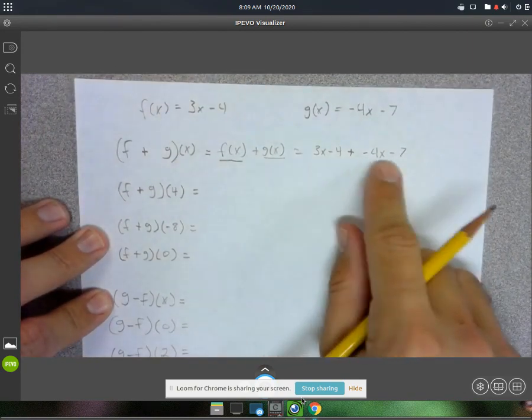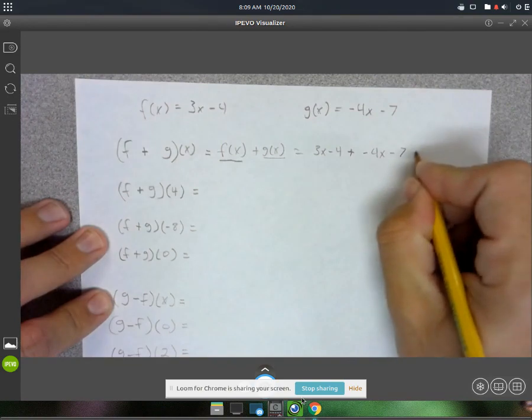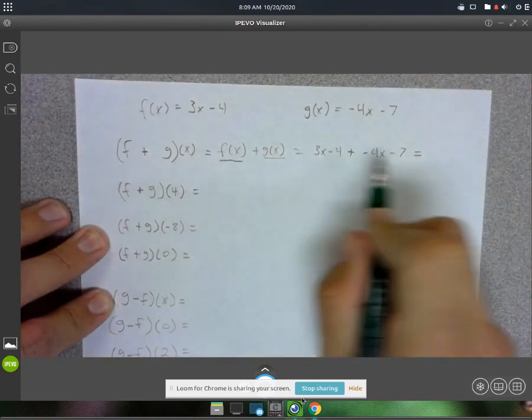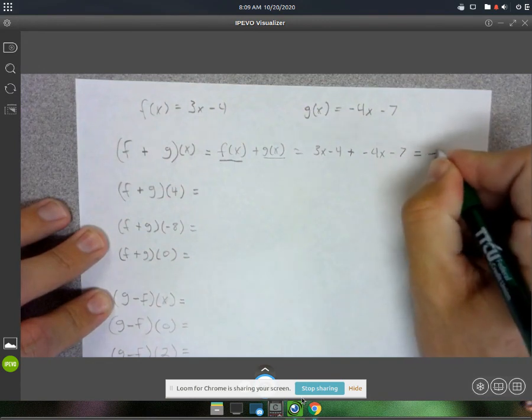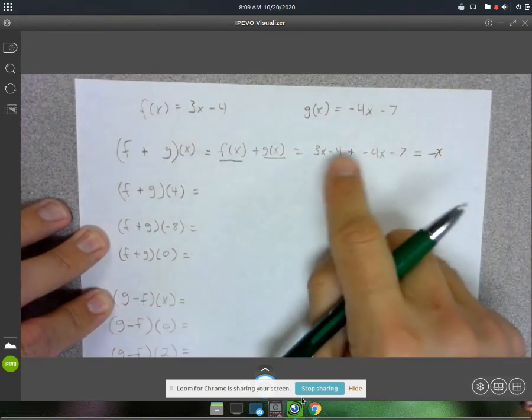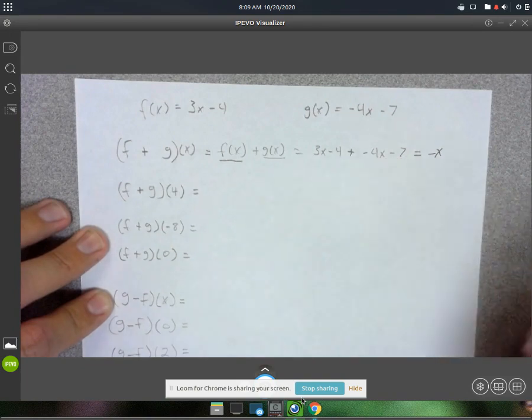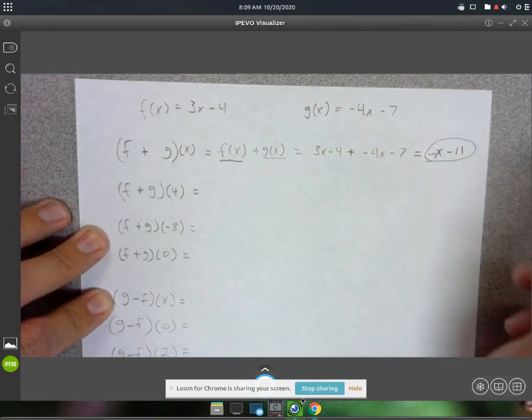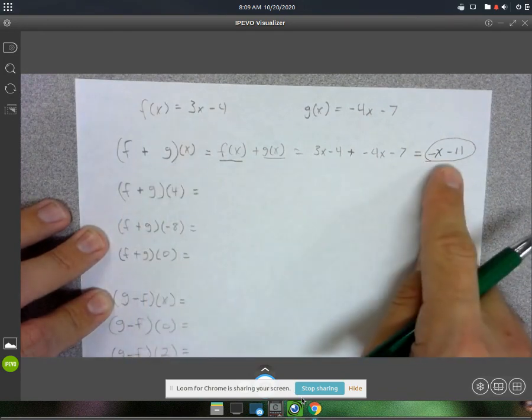All right, so now that it's like this, we're just going to combine like terms. 3x and negative 4x make negative x. Negative 4 and negative 7 make negative 11. So that is f plus g of x right there.